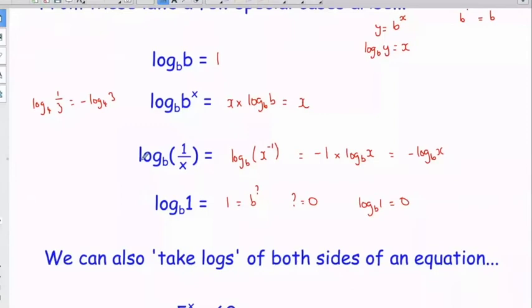You can actually see that happening here. We could rewrite this one, instead of using the power rule, as log to the base b of 1 minus log to the base b of x. Log to the base b of 1, we've just said, is 0, so we've got 0 minus log to the base b of x, which is obviously negative log to the base b of x. So we can get there another way. We've got that same answer using a different method.